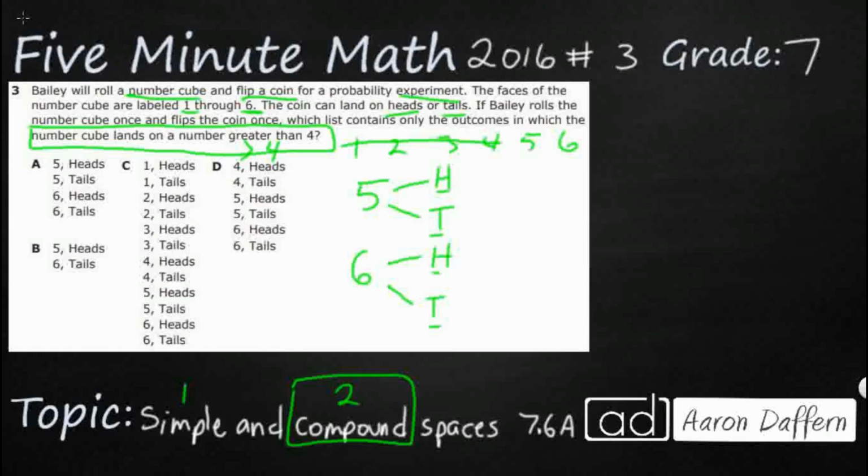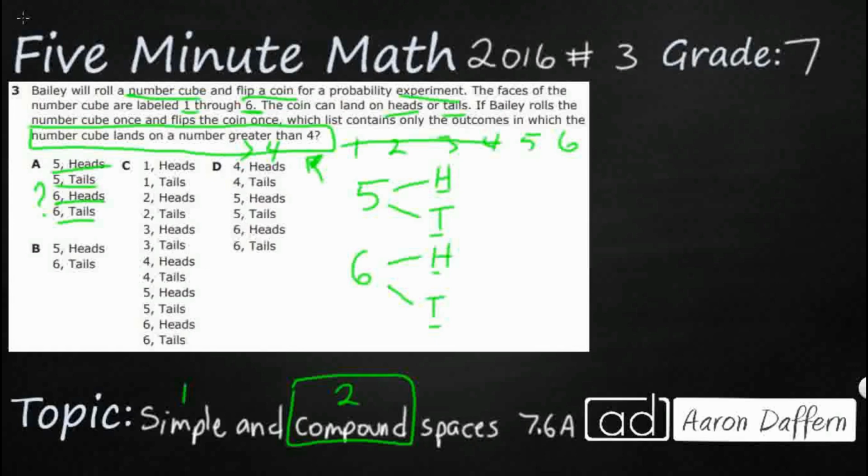We've got 4 possible outcomes that meet this criteria of the number cube has to land on a number greater than 4. Now, which of these lists, so these sample spaces here, they're just listing out rather than with a tree diagram. Look what we have for A: 5 heads, 5 tails, 6 heads, 6 tails. That looks pretty good. So I'm thinking that's probably it, but it's always dangerous when your answer is A because it's easy to kind of skip over B, C, and D. Let's look at those real quick.